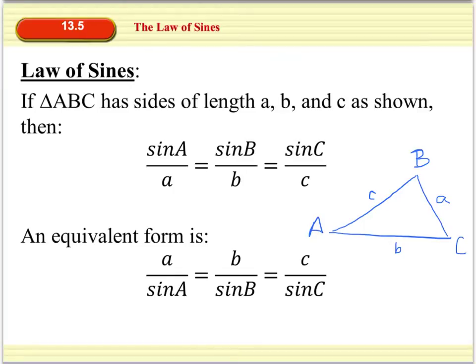Now the equivalent form of this would be to take the side length of a and divide that by the sine of A, or we could take the side length of b and divide it by the sine of angle B, which is the same thing as taking the side length of c and dividing it by the sine of C. Again, you only need two out of the three ratios in order to solve for the unknown side or angle, depending upon what we've been given. So let's go ahead and look at an example.